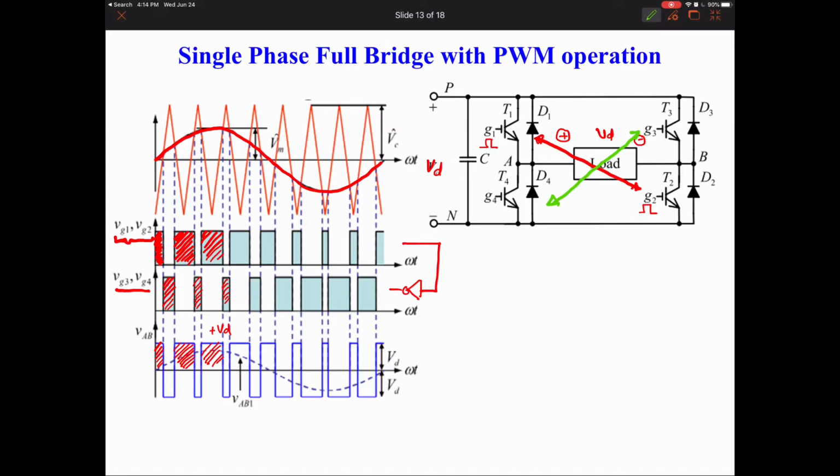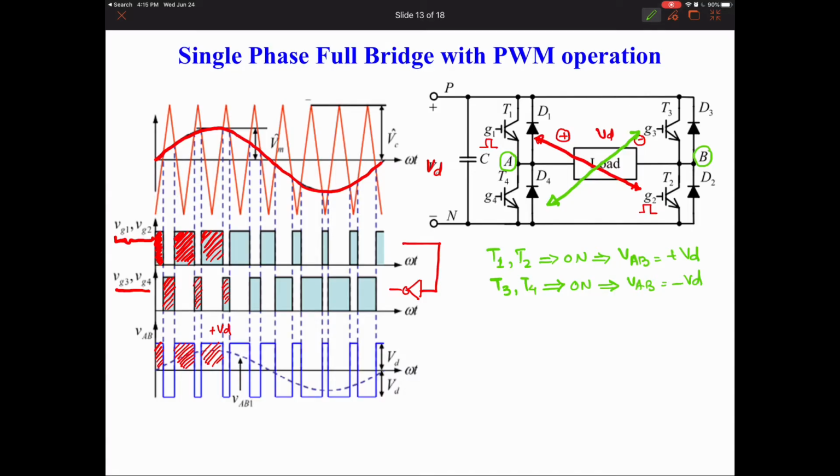In the first set, your G1 and G2 are turned on, and with respect to switch number, it is T1 and T2. So when they are turned on, your load voltage is VAB, because this is point A, this is point B. So VAB is equal to plus VD. Then we turn off these switches T1 and T2 and we turn on T3 and T4. So when these two switches are turned on, our VAB load voltage will be equal to minus VD.